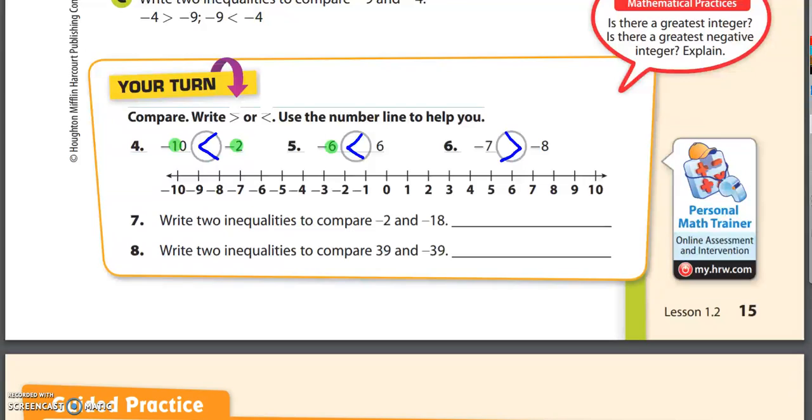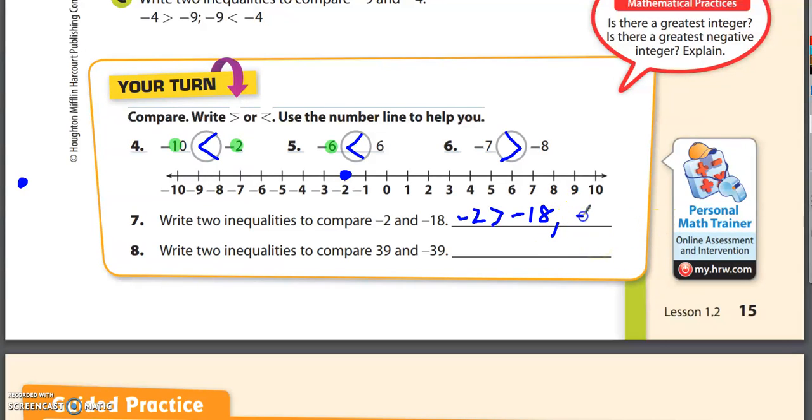All right, two more. Number 7, write two inequalities to compare negative 2 and negative 18. So just like what I just showed you, this is where you would write negative 2 on the left and negative 18 on the right, and you'd put that symbol in. And if you use the number line here, negative 2 would go here, and negative 18 would go way out here. And we just ask ourselves which one's farther to the right. Well, negative 2 is.